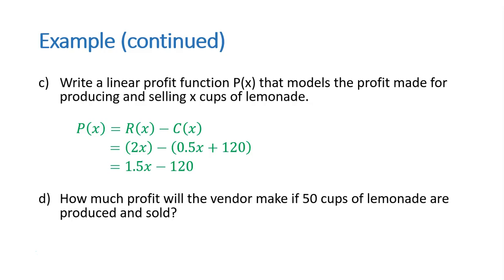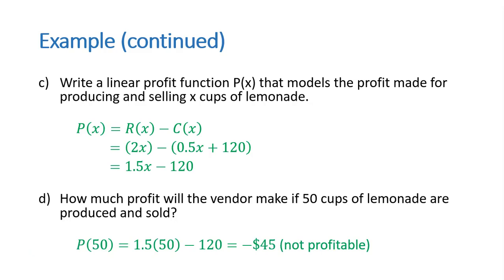A profit function, again, takes an input, which represents how many cups of lemonade we're making and selling, and it gives us the related output, which is how much profit we get to take home at the end of the day based on how much we made and sold. So if we want profit for 50 cups of lemonade, that's going to be P of 50. So we take our rule for profit, we plug in an input of 50, simplify the expression down using a calculator if necessary, and we end up with negative 45.